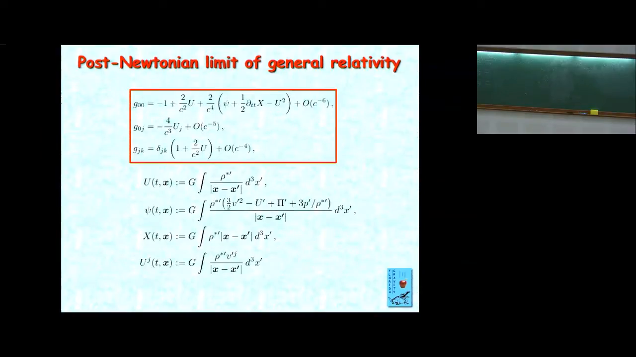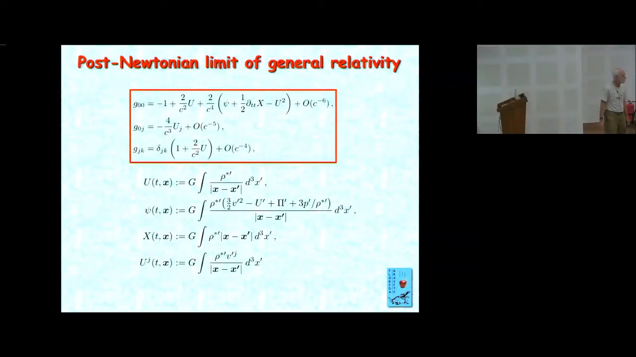But I have learned that it helps to keep track of things, keeping C not 1. I've sort of come to appreciate keeping G and C in there. It's just that it's so ingrained. Okay, so there's our 1 PN metric.